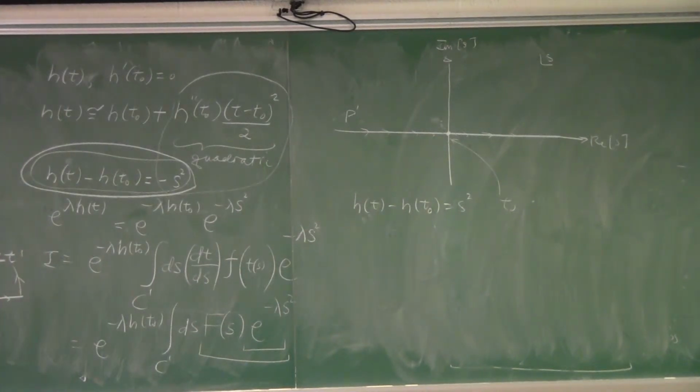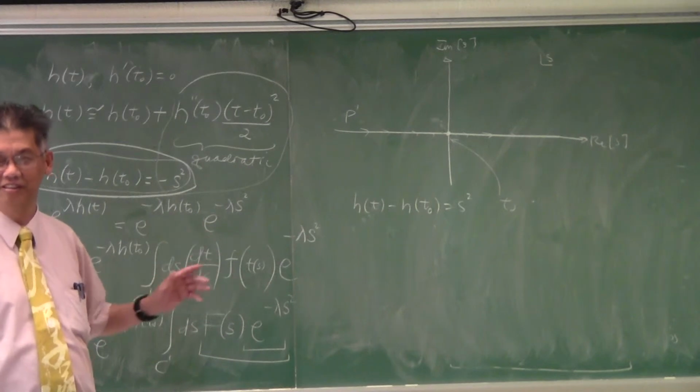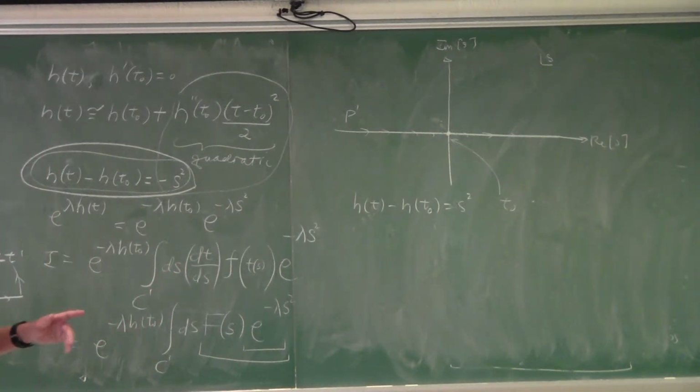Everybody sees that? How about the imaginary axis? On the imaginary axis, S is pure imaginary, and also the phase does not change. So there's actually more than one constant phase path that passes through the point T naught. But this is a path where it exponentially decays, and it's a path that's integrable. The other path is exponentially growing. The function is not integrable along that path. I picked the path that is integrable.